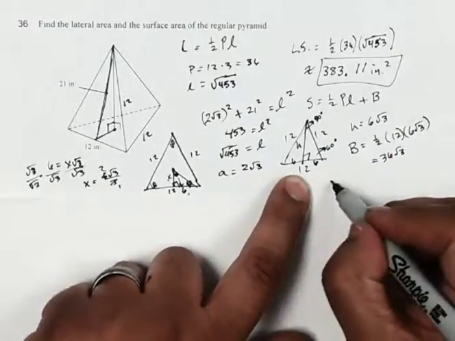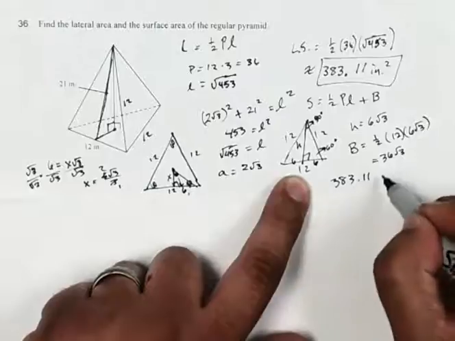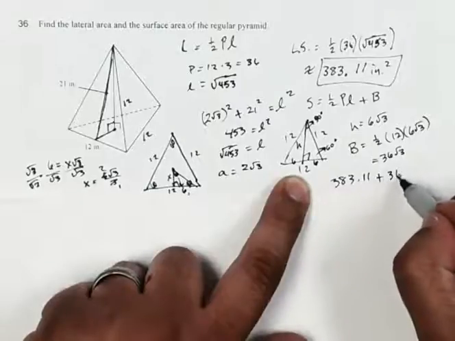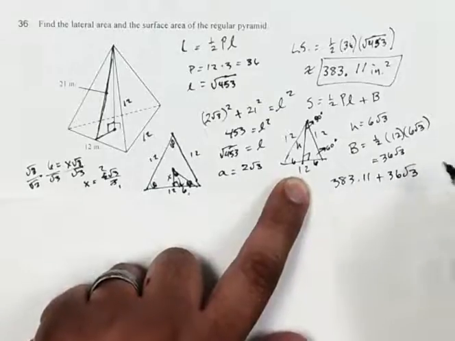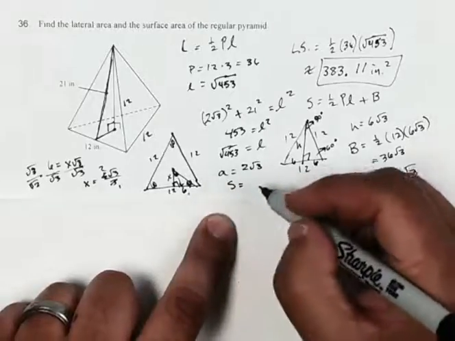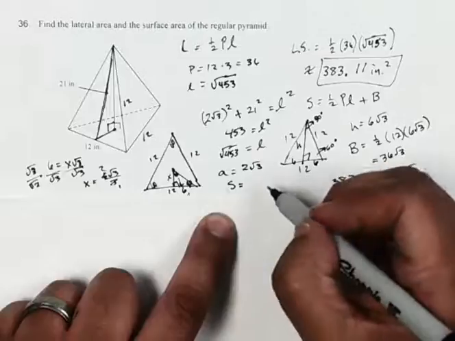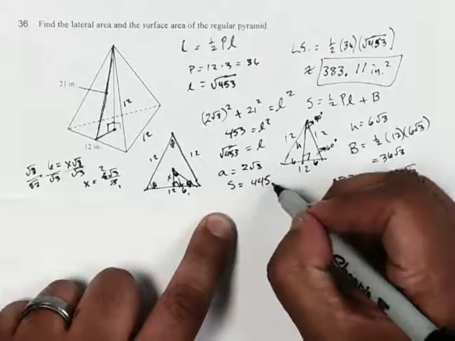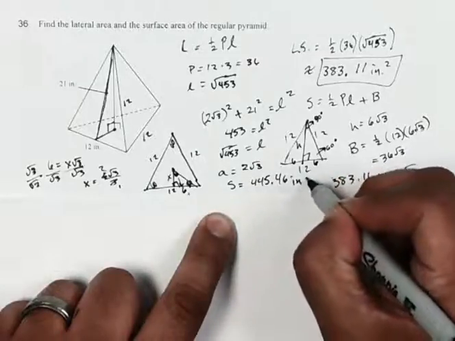So I need to take the 383.11 plus 36 square roots of 3, and that is going to give me a total surface area of 445.46 inches squared.